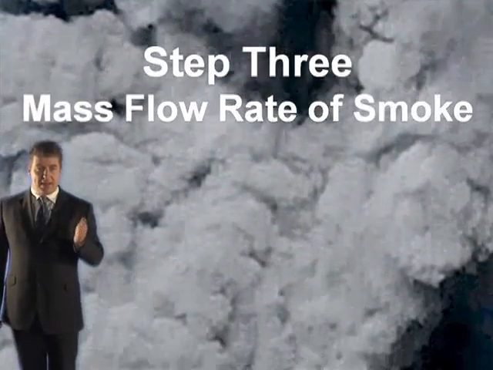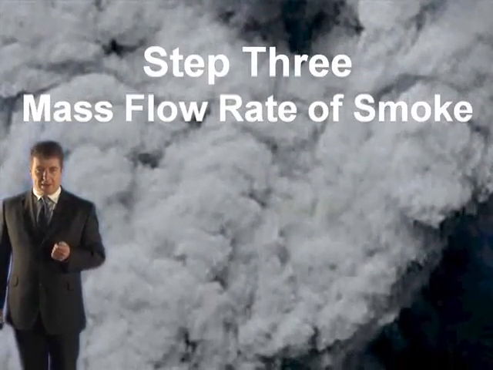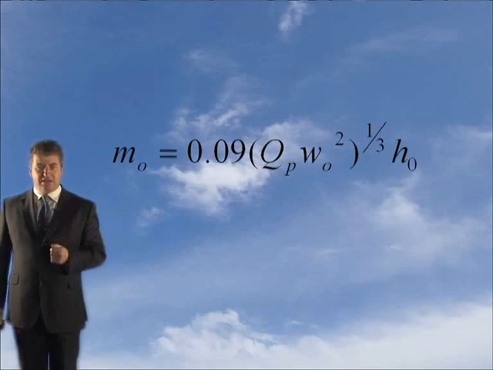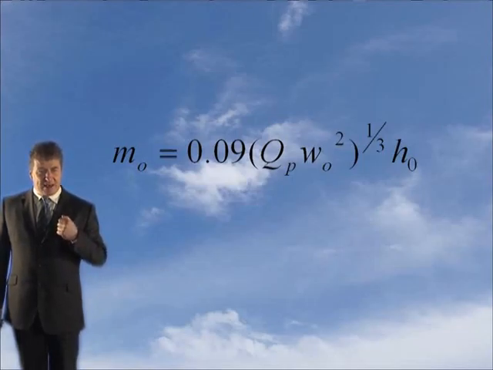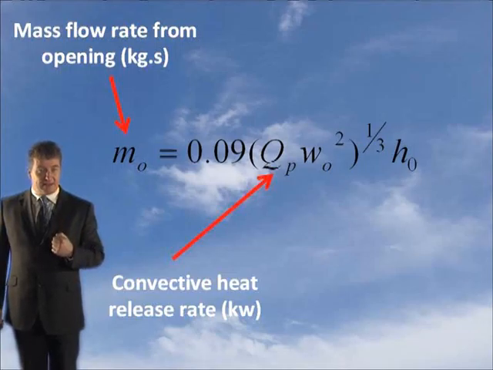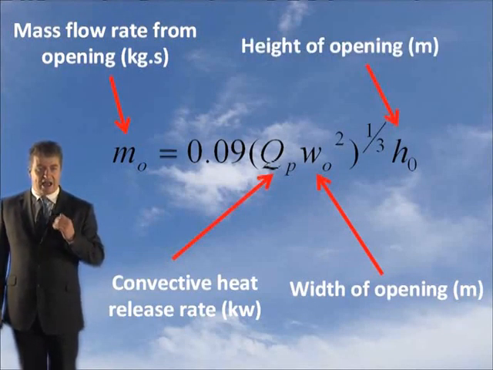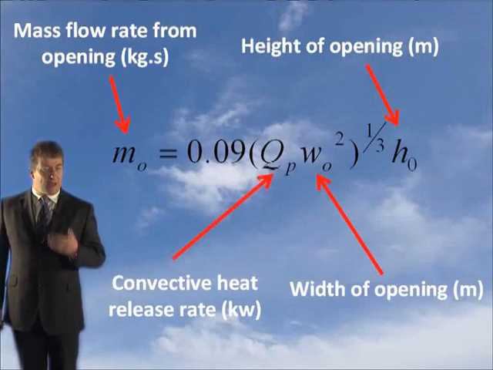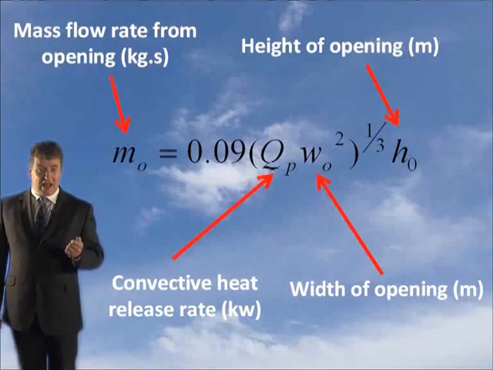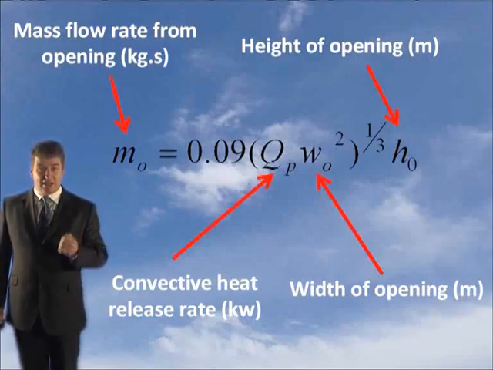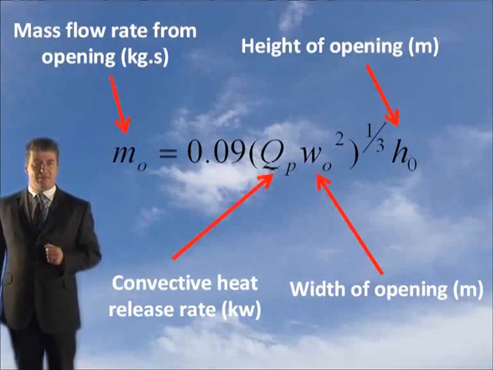Let's now determine the mass flow rate of smoke coming out of the opening. Now there's 3 models available, and in this case we're going to use this model, which is from PD 7974. As you can see, it's a fairly simple model with only 3 variables. It's got QP, the convective heat output of the fire, WO, the width of the opening, and HO, the height of the opening. This model is presented by the Technical Memorandum 19, 1995, issued by the Chartered Institute of Building Surveying Engineers and in PD 7974 Part 2.